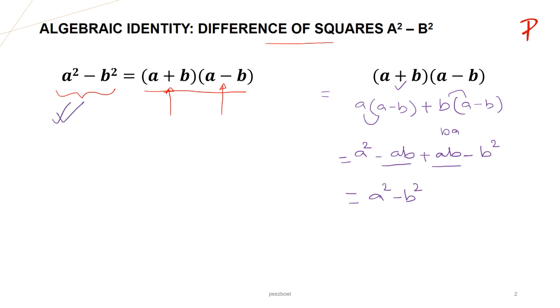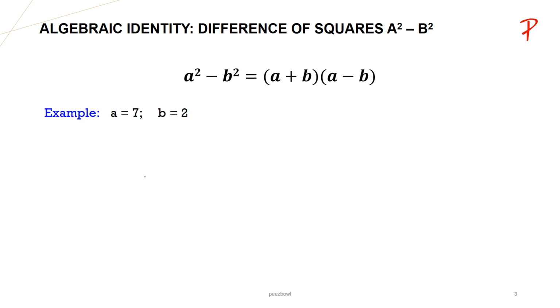Okay, let us take an example. Let us say we have a equal to 7 and b equal to 2. So for the left hand side, a square minus b square, this is 7 square minus 2 square. 7 square is 49 minus 2 square is 4, right? 49 minus 4 is 45. This is what we get in the left hand side.